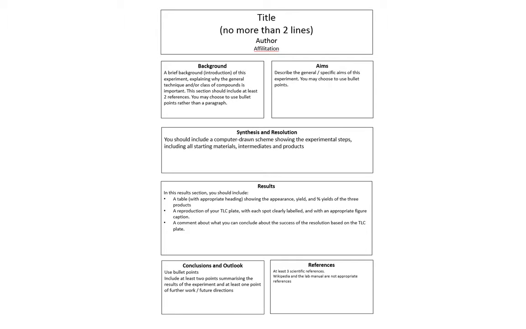You should download the poster template from Blackboard for this experiment. This will give you some information about what to put in each section. You can change the size of the section slightly if required, and you can choose what colours to use on the poster.